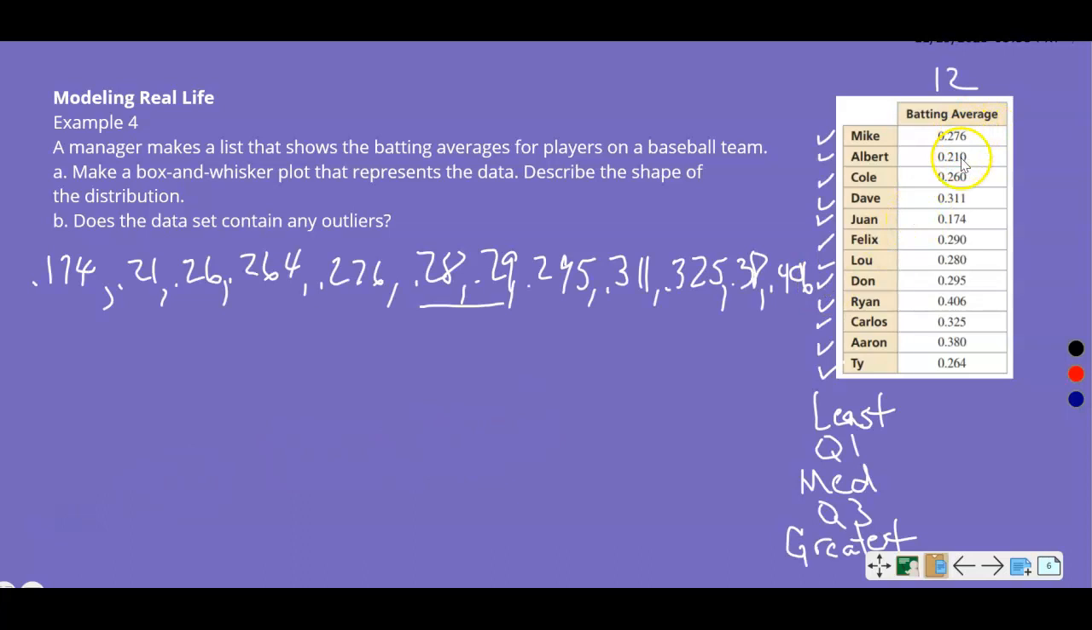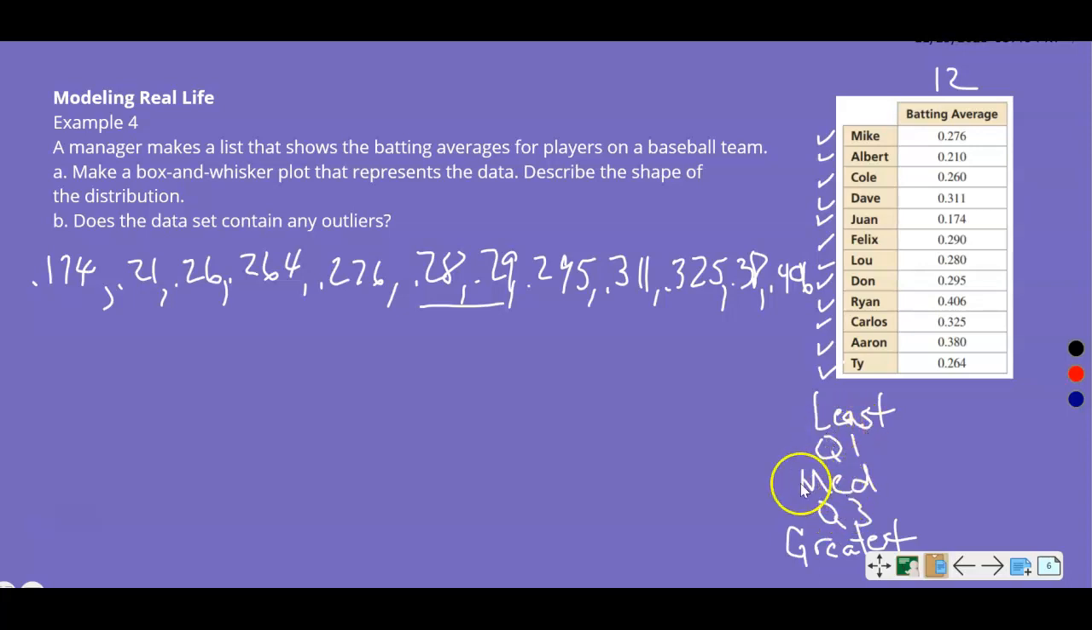All right, so I took these numbers from the table and I put them in order from least to greatest. You can see it goes from 0.174 all the way up to 0.406. So I noticed that I have 12 numbers, and the first thing I need to do is find these 5 important numbers that we call the 5-number summary. Okay, and that's how we make a box and whisker plot.